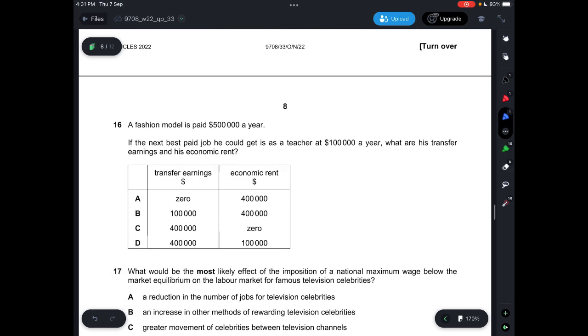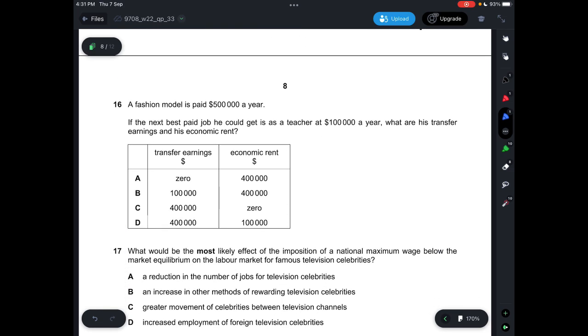some. Question 16, a fashion model is paid $500,000 a year. If the next best paid job he could get is as a teacher at $100,000 a year, what are his transfer earnings and his economic rent? Okay, so here if you look at a few options, you can see that the fashion model is paid 500,000, and then a teacher's job is 100,000, so it's very low.